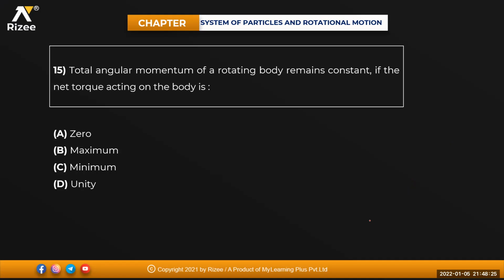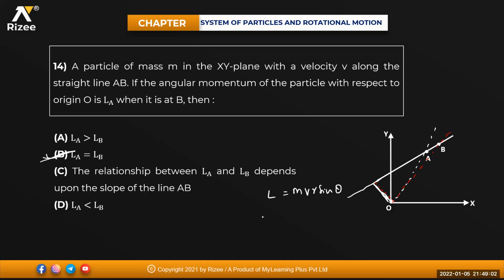Okay, sure. 15th one. Total angular momentum of a rotating body remains constant if net torque acting on the system is how much? Everyone should give me the answer for this one. Angular momentum is said to be conserved. What is the torque formula? Tau is equal to dL divided by dt. If angular momentum is constant, that means differentiation of any constant will be zero. So torque acting on that one will become zero. A will be the answer. Very good. Next one. That's all. So those are the 15 questions which you have got in this one.